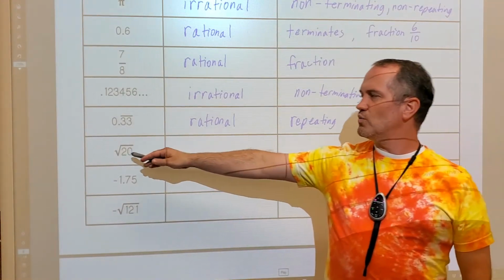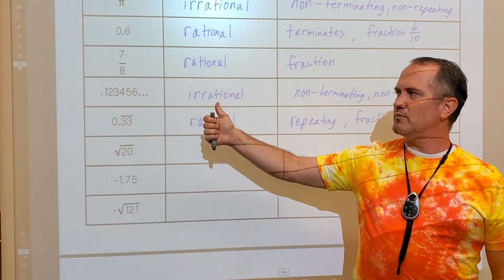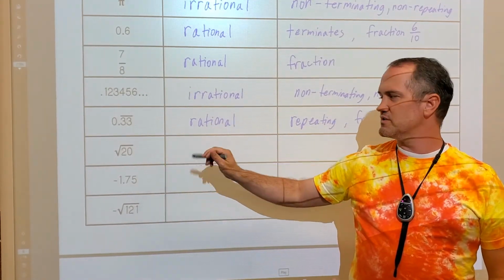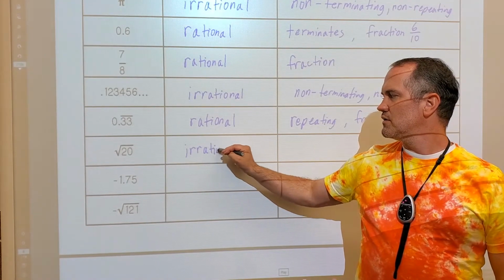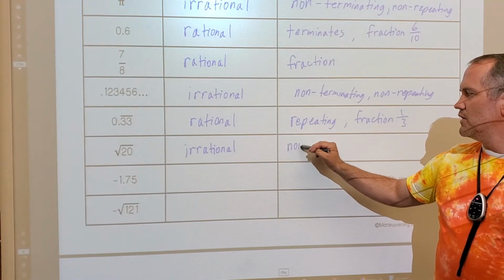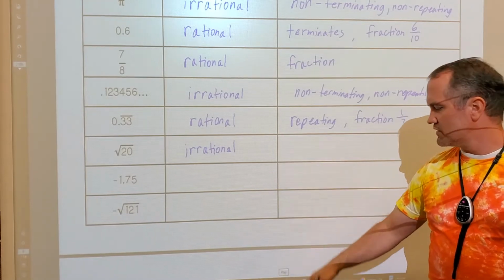Okay, square root of 20, is that a perfect square? Well, we have 9 and 16 and 25 and 36, so that is not a perfect square. So that is irrational. It is the square root of a non-perfect square.